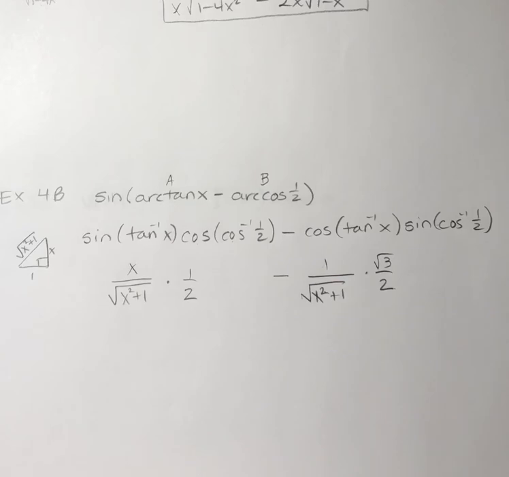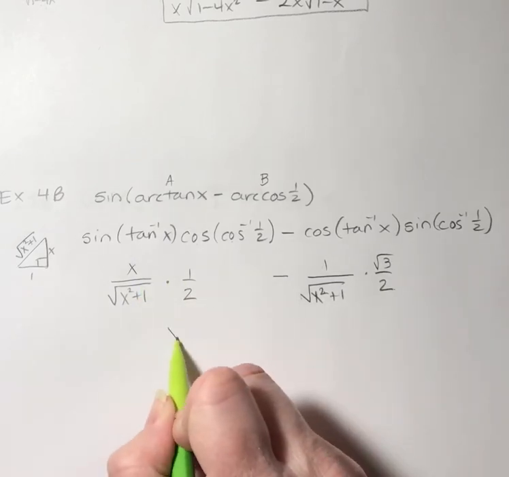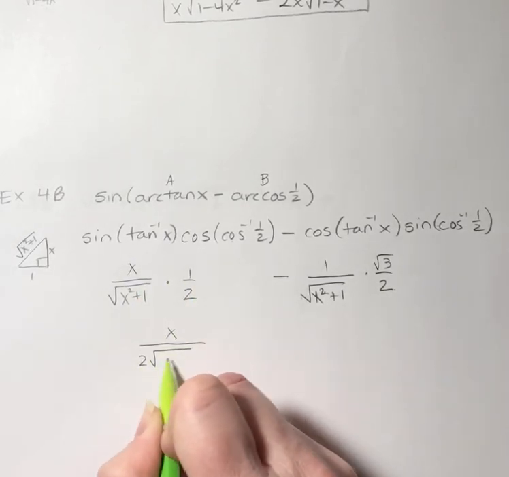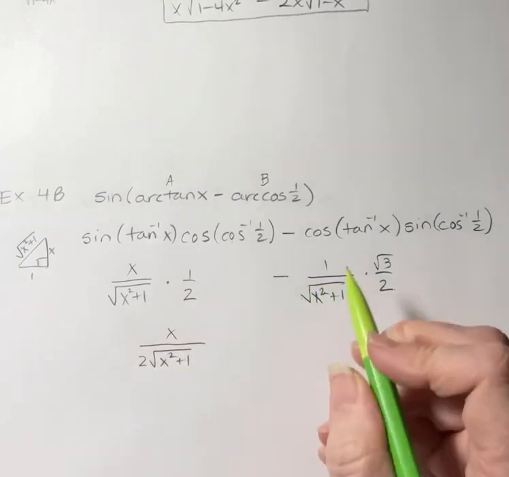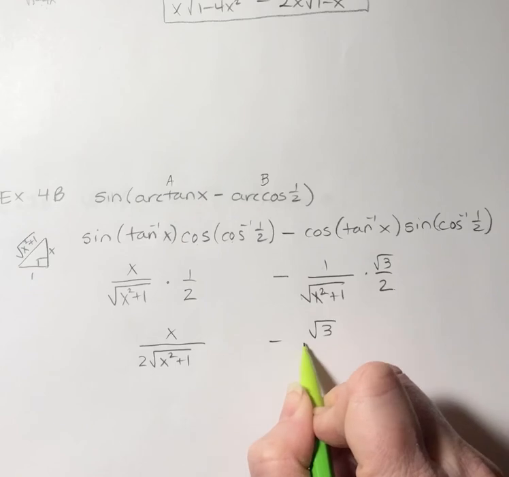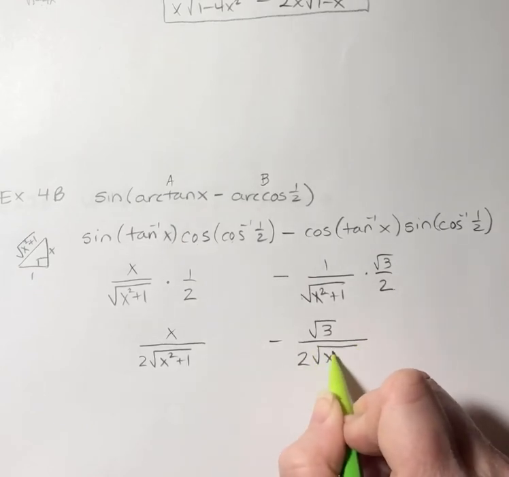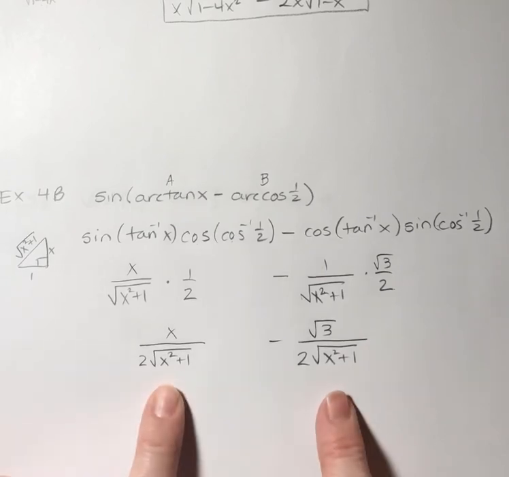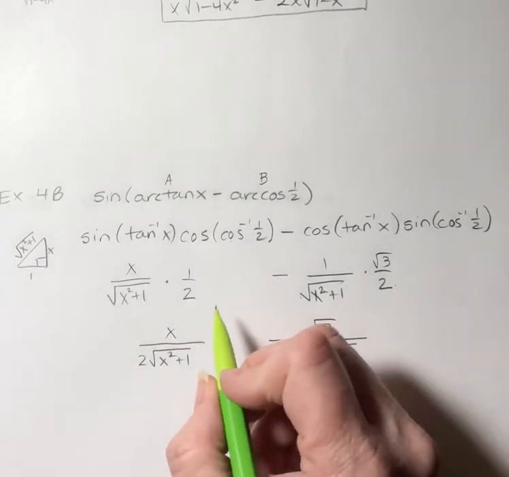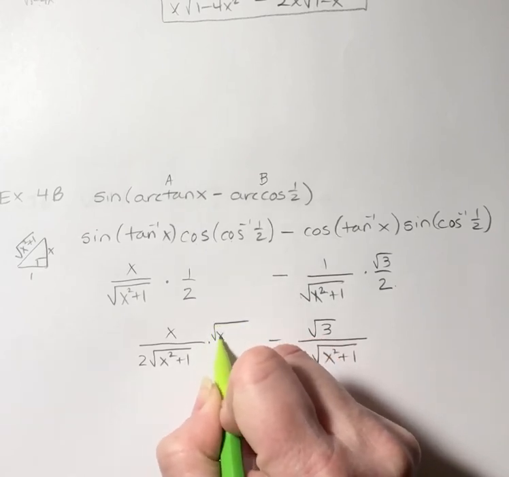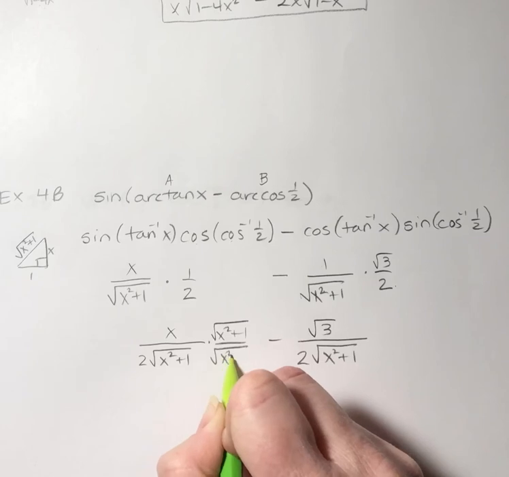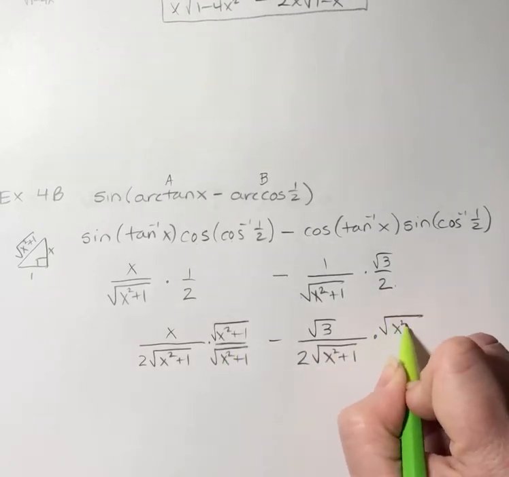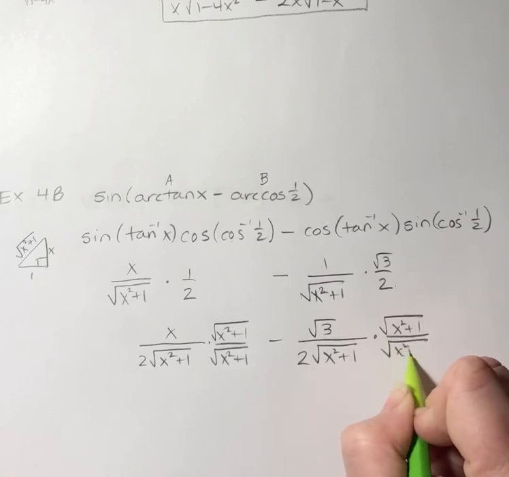So unlike the last problem, we have a lot more cleaning up to do, okay? This particular one right here, I have x over 2 square roots of x squared plus 1. This one, I have a square root of 3 over 2 square roots of x squared plus 1. Now, what is nice is I do have a common denominator, okay? But I need to rationalize my denominator. So I have to multiply, and I'm going to just do both of these, the square root of x squared plus 1 over the square root of x squared plus 1, and square root of x squared plus 1 over square root of x squared plus 1.